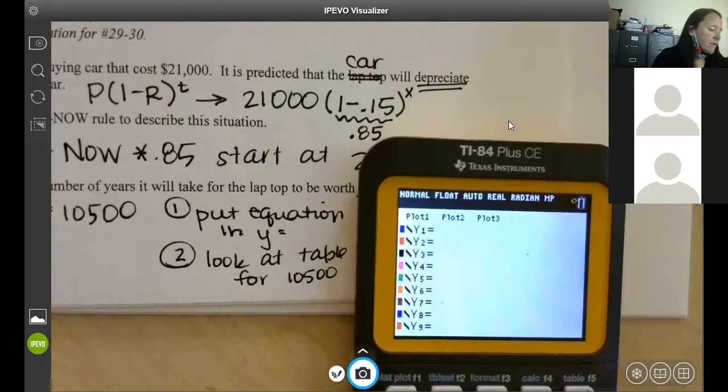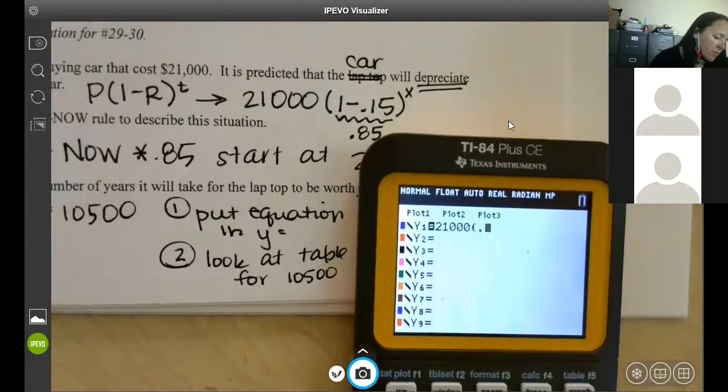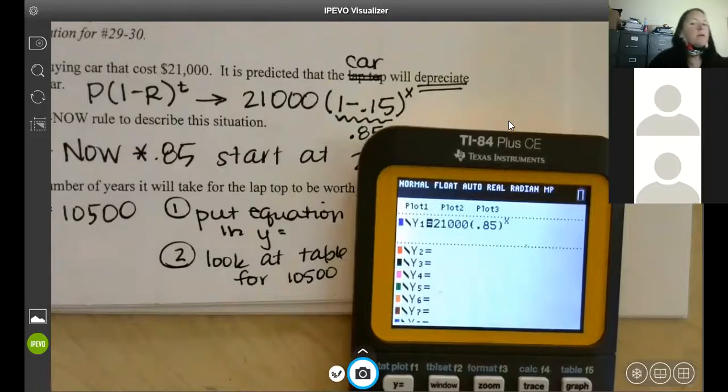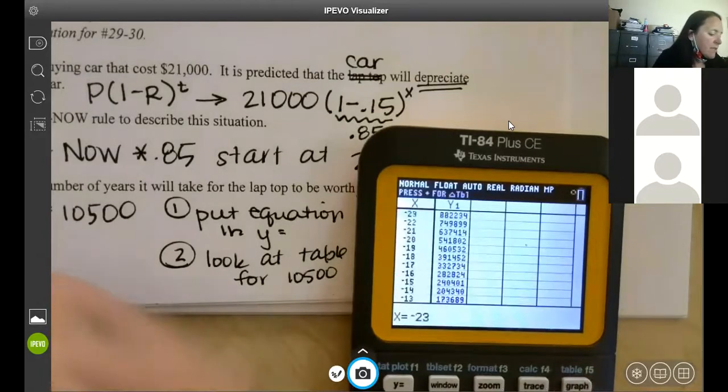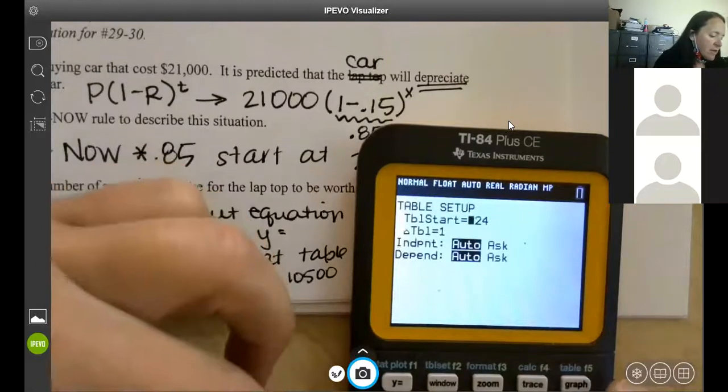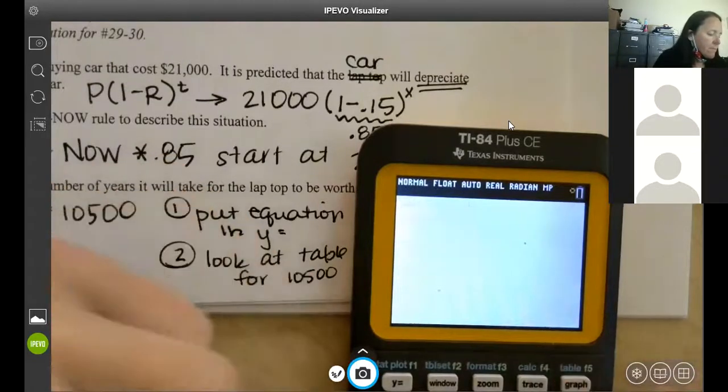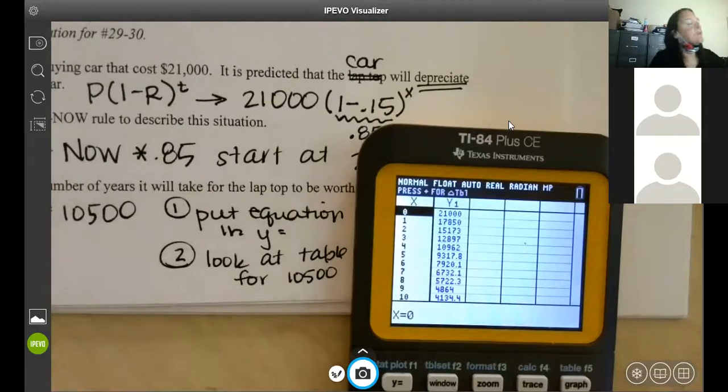Got some crazy stuff in here. My equation, the one from before, I started with 21,000. My multiplier was 0.85 and to the X. So literally put your equation in. And then go to your table. So second graph, and mine may not be where yours is, and that's okay. Mine is at like a negative craziness. Yours should not be there. There we go. So at 0, the start, it was 21,000.